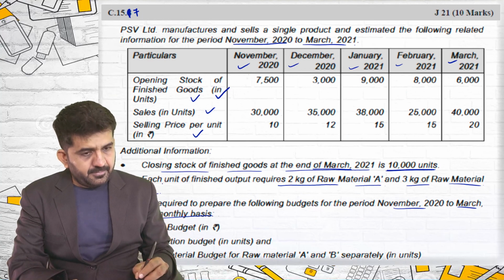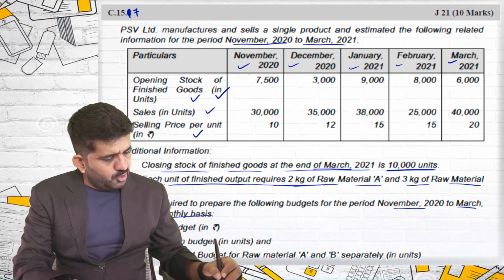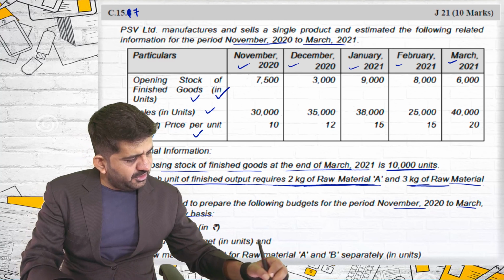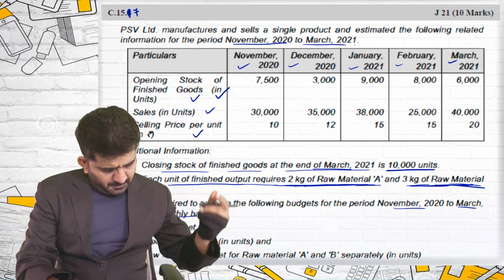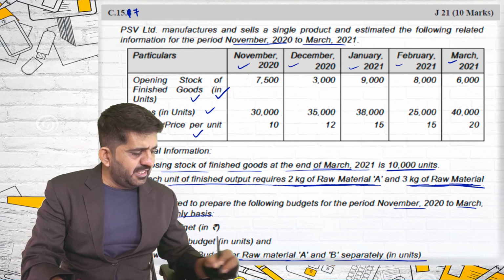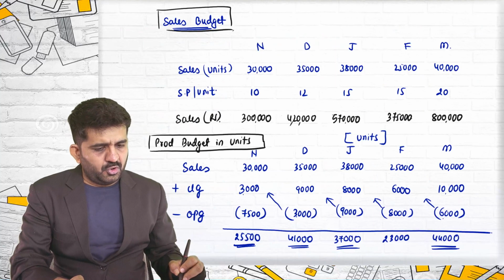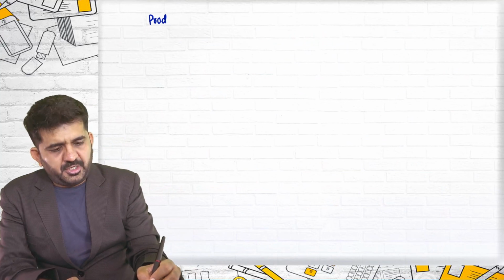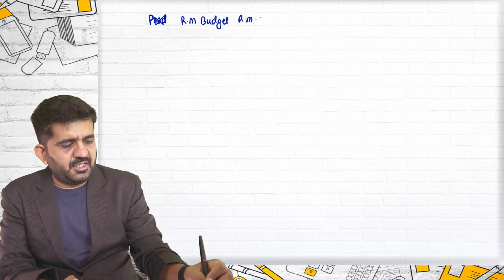It is somewhat lengthy. Each unit of finished output requires 2 kgs of raw material A and 3 kgs of raw material B. Raw material price is not given. Raw material budget for raw material A and B separately in units for all the months. So it is the raw material budget of raw material A.